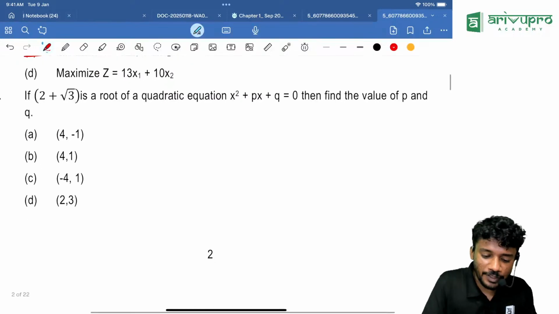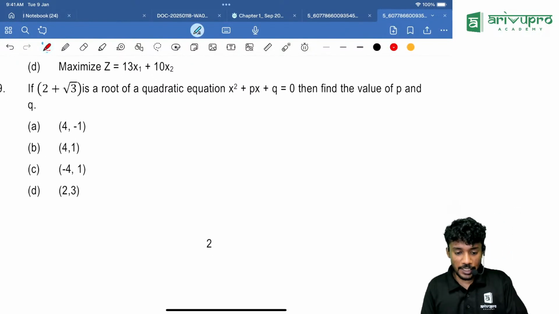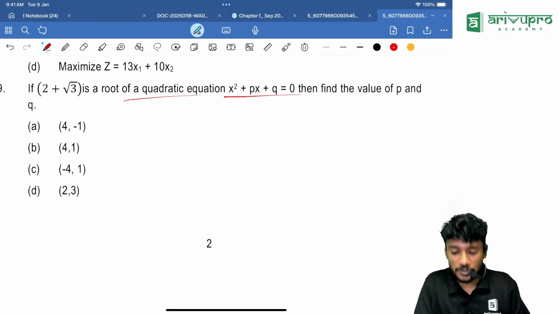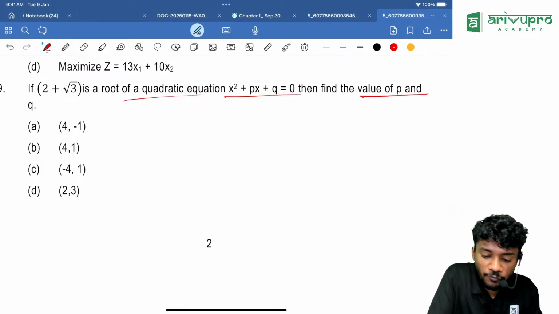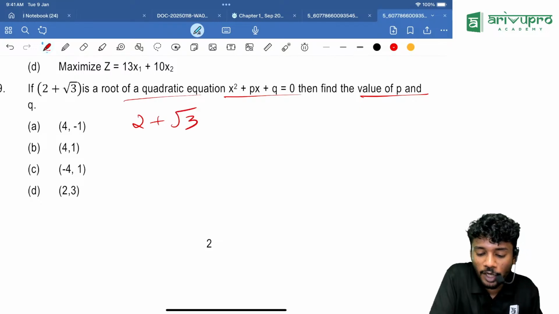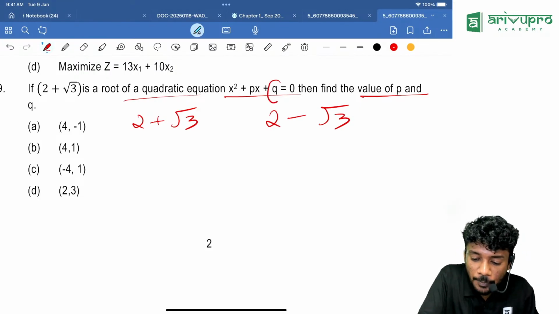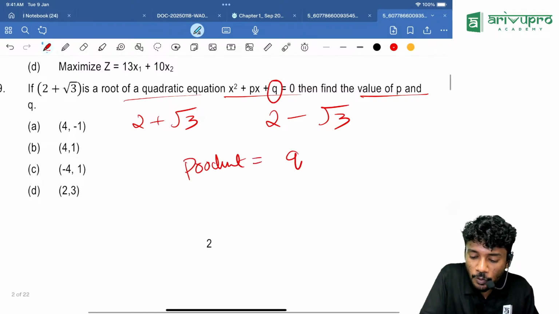Next question. If one root is 2 plus root 3 of the quadratic equation x square plus px plus q is equal to 0, then find the value of p and q. If one root is 2 plus root 3, what did I tell you? Other root will be 2 minus root 3. Now here the product of the root is how much? Product is equal to q by 1.